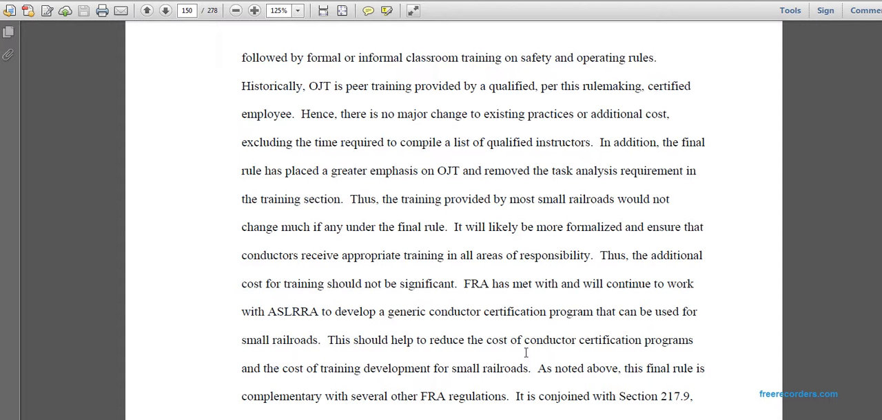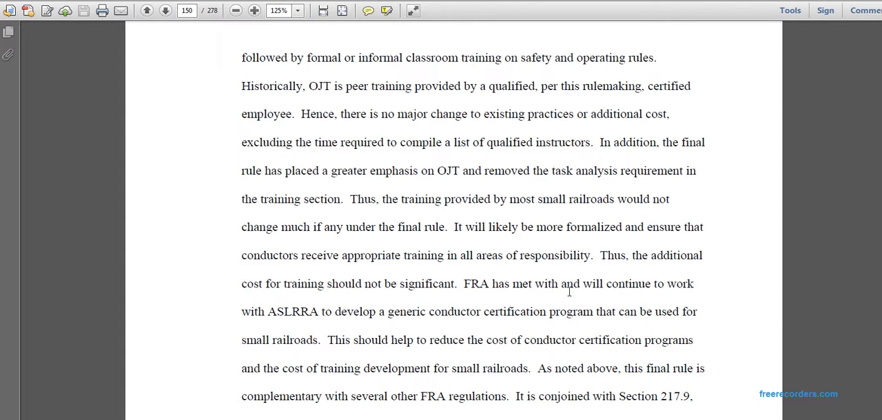There would be no major change to existing practice and no additional costs, excluding the time required to compile a list of qualified inspectors. Additionally, the final rule has placed greater emphasis on OJT and removed the task analysis requirement for the training section. Training provided by most small railroads would not change much under the final rule. It would likely be more formalized and ensure that conductors receive appropriate training in all areas of responsibility. Thus, the additional cost for this should not be significant.